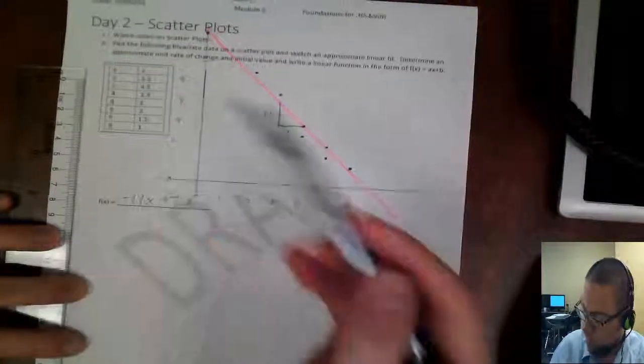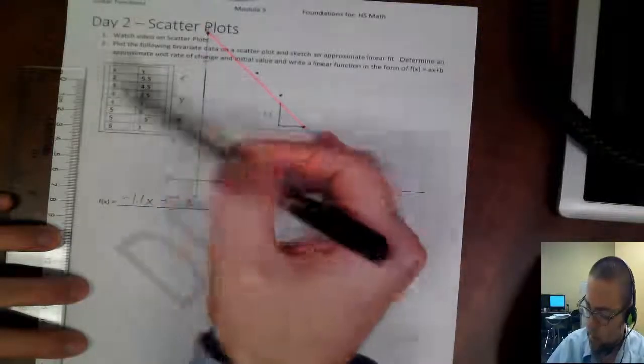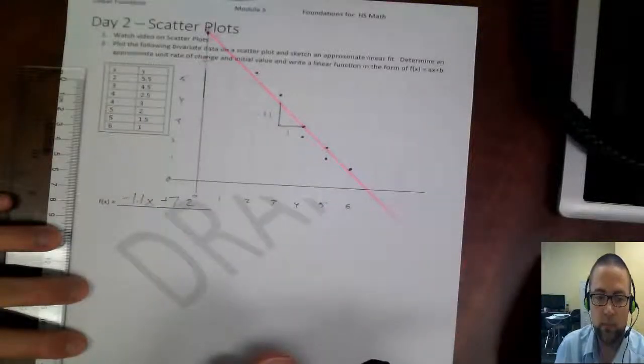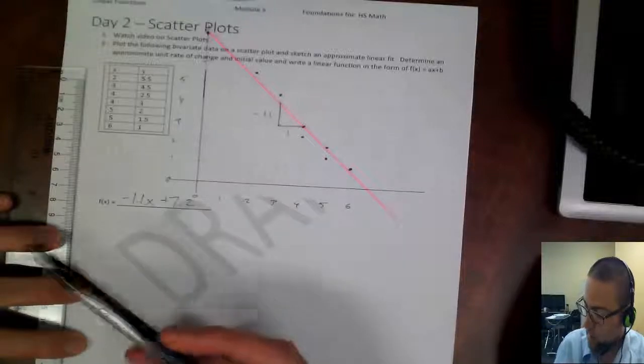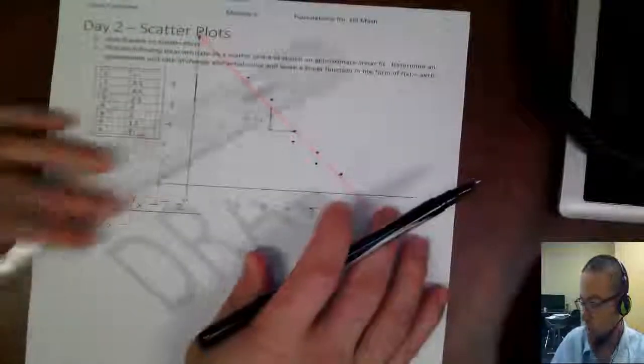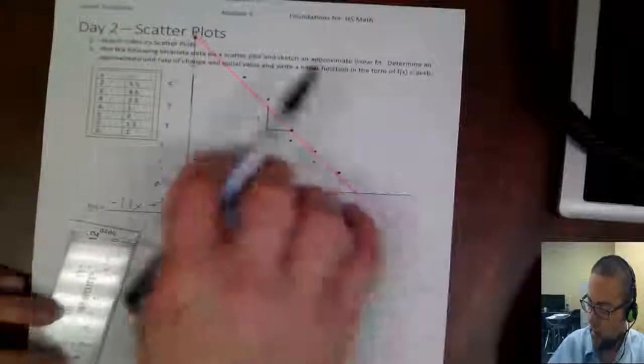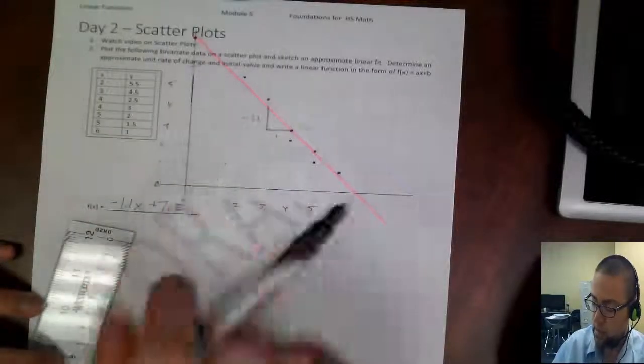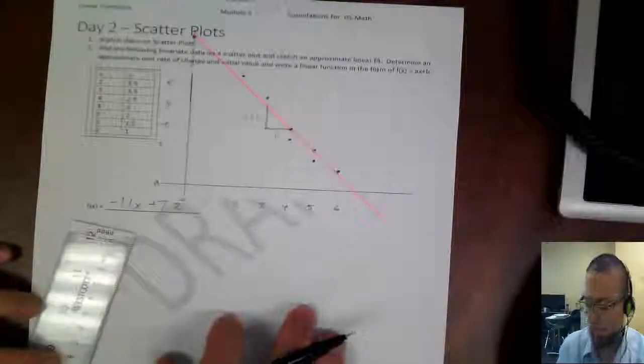And that's what you're going to do on yours. So there'll be a new set of values on your paper, and go ahead and plot those points, approximate the line, and find the initial condition and the slope of the line, and that'll be your function value.